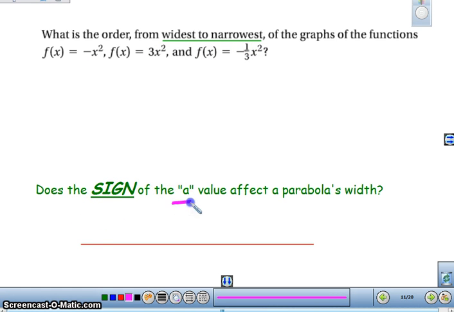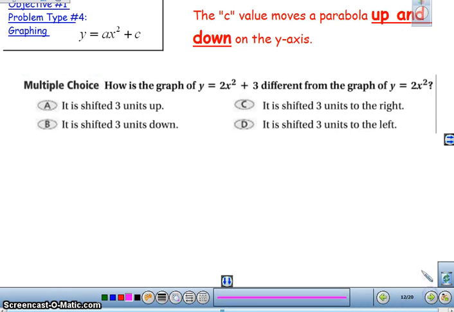And if we think about what the sign of a does to our parabola width, it really doesn't do anything. What does the sign affect? The sign affects whether, if it's positive, our graph is a parabola going up, and if it is negative, our graph goes down. But the sign does not affect the width.